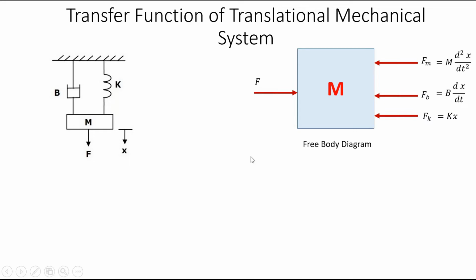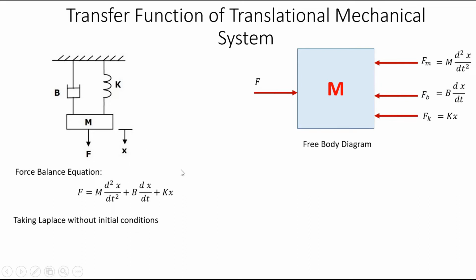So we can write the force balance equation as F on one side and these three forces on the other: m d²x/dt², b dx/dt, kx. Then, for finding the transfer function, we apply the Laplace transform without initial conditions, since for a transfer function no initial condition is considered.